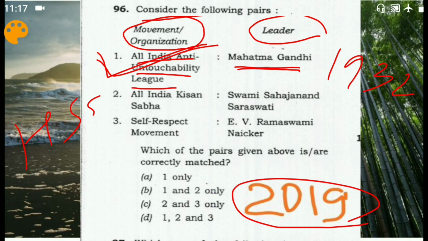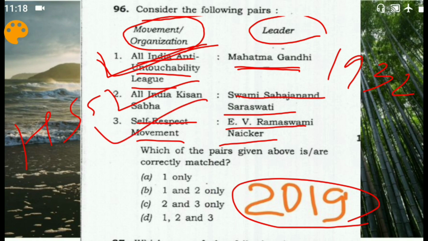The second is All India Kisan Sabha, that is Swami Sahajanand Saraswati. It is the right answer. The third is the Self-Respect Movement, that is E.V. Ramaswamy Naicker. It is also a right answer. So the answer is option D.